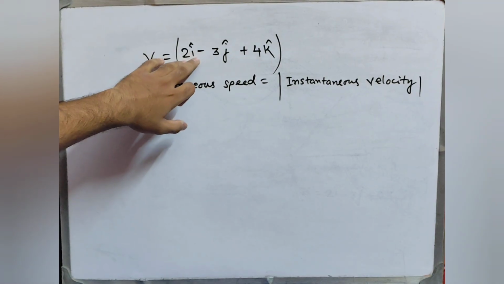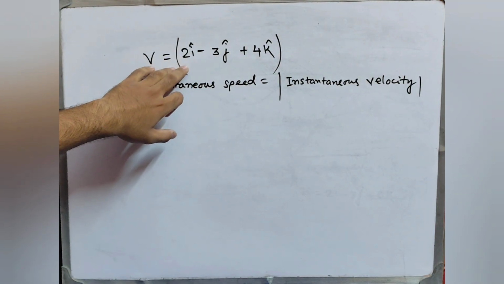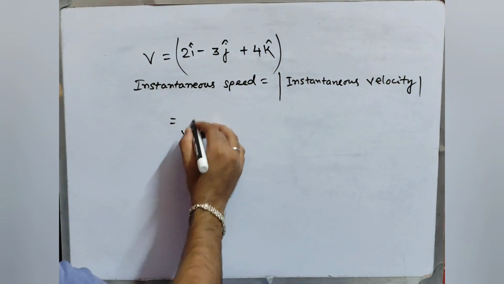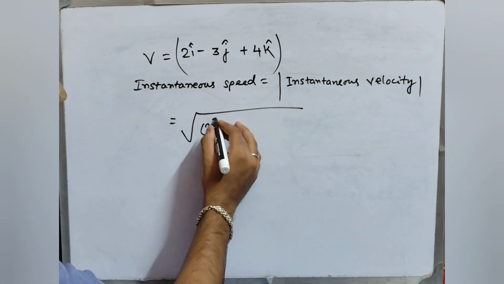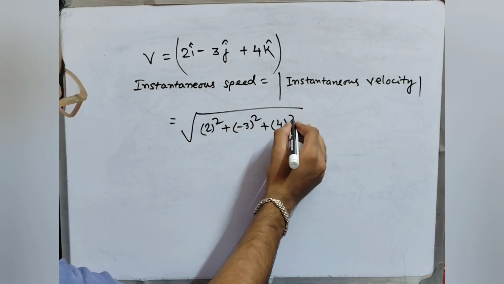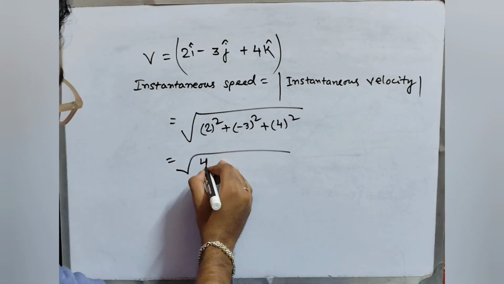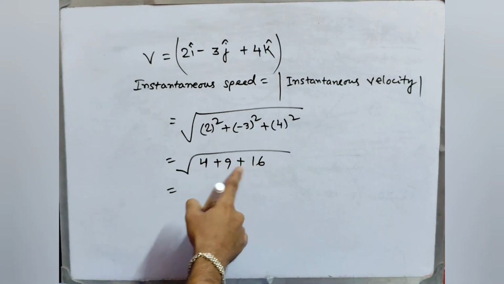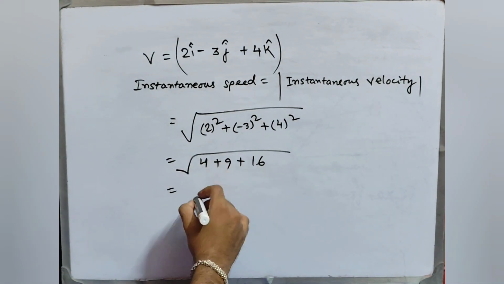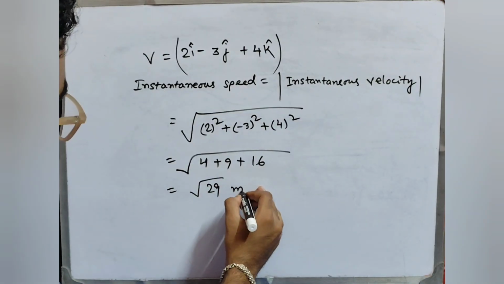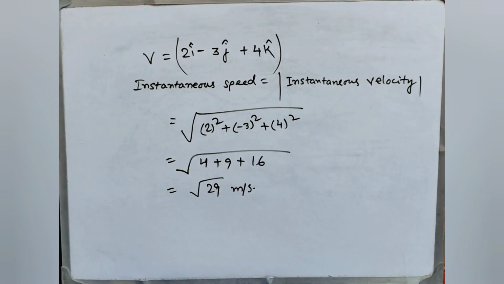So if we take this vector's modulus value, we will get instantaneous speed. So simply root under 2 square plus minus 3 square plus 4 square. So 4 plus 9 is 13, plus 16, 29. So root under 29 meter per second. This is your instantaneous speed.